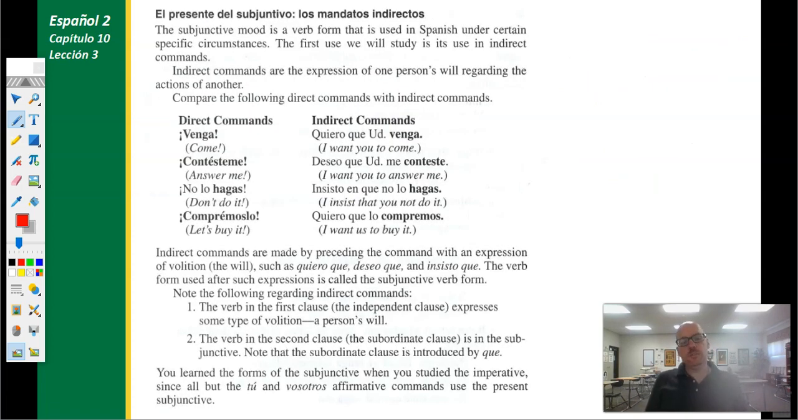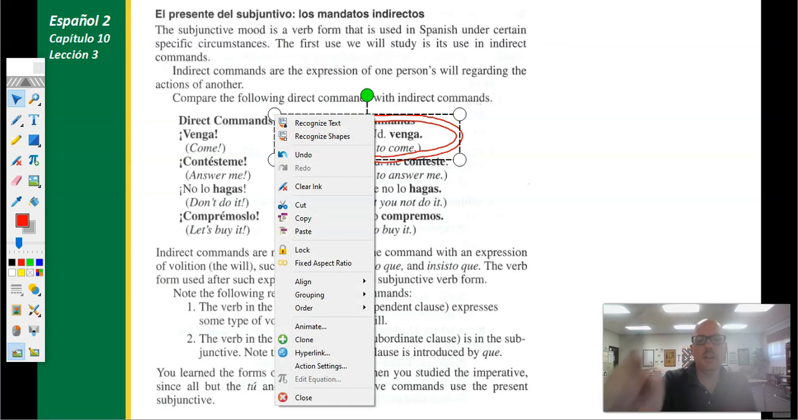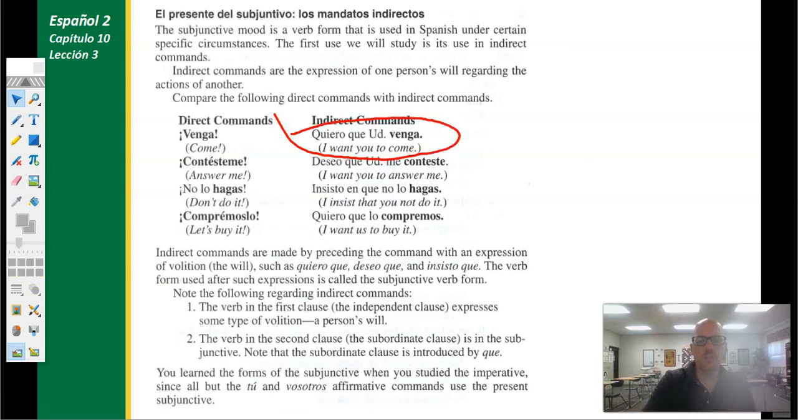Now, what's another use of the subjunctive? Well, we can also use the subjunctive to show indirect commands. It can be used under certain specific circumstances. Indirect commands are the expression of one person's will regarding the actions of another. And this is very similar to what we just went over. Look at this sentence right here. Quiero que usted venga. I want what? You to come. I want you to come.